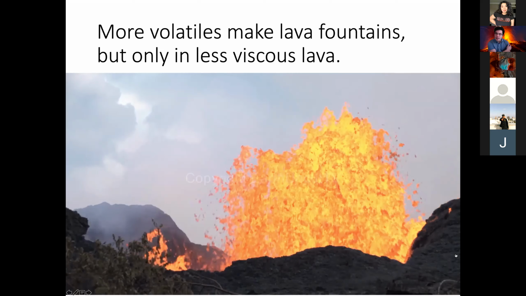But in other cases, if you have something that's more viscous and it actually is able to trap those volatiles, you're going to get something way more dangerous than this. Again, if you're at a safe distance, you can probably watch this go if you can tolerate the heat. But for something that has andesite or rhyolite, you do not want to be that close to it because it will blow you up.